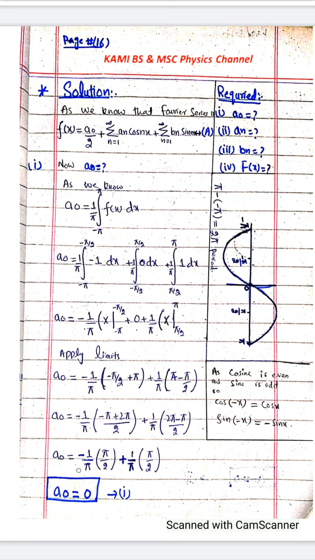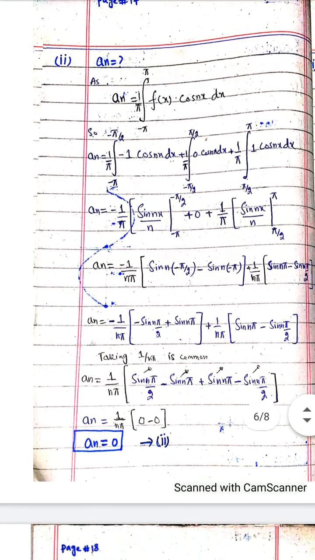Now a naught is equal to minus 1 over pi times pi by 2, plus 1 over pi times pi by 2. So this is minus and this is plus, so these two cancel each other, so a naught is equal to 0. This is my equation 1. Okay, now we will find a n.